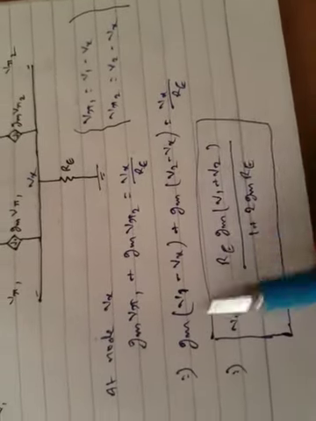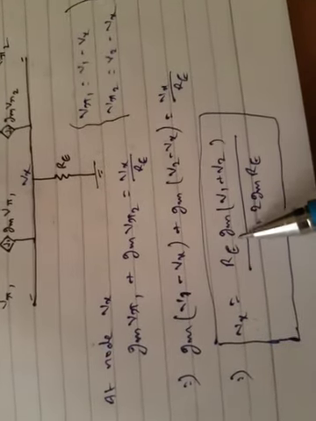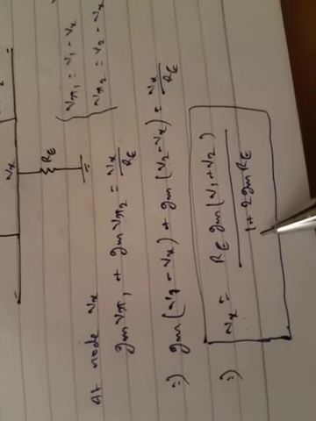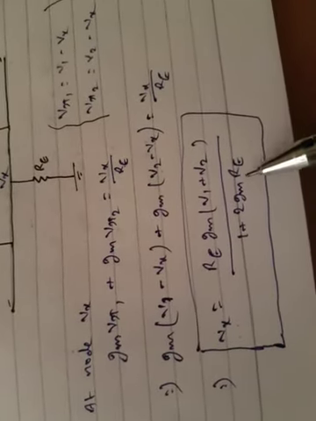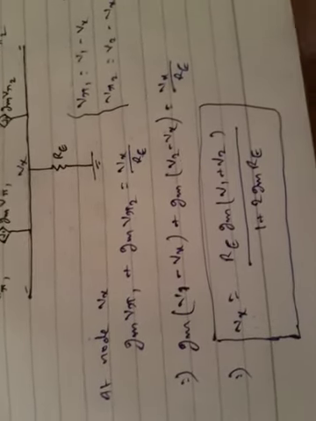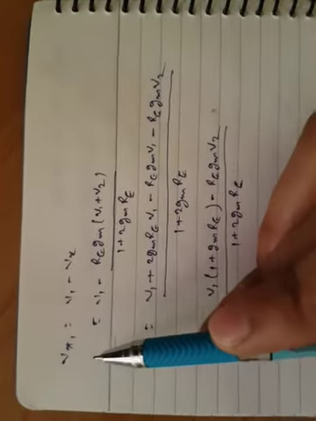If we solve this equation, we get the value of Vx, that will be Ra into gm into V1 plus V2 by 1 plus 2 gm into Ra. So this is the value of Vx. Now we find out the value of V pi 1.